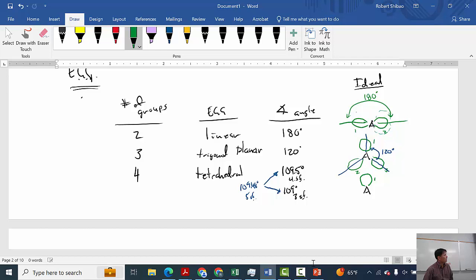Now, how do we draw that? We have a standard way that we draw it. It's called wedge and dash. If we draw a normal one, like 1 here, that's in the plane, and 3, actually, I don't know, how should I number it? I'll number this 4. 4 here will be in the plane. And so these are going to be at 109 angles here.